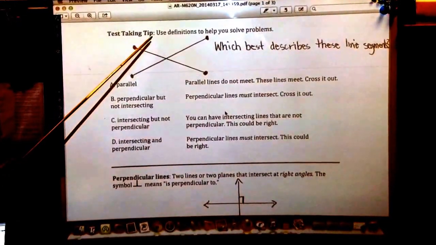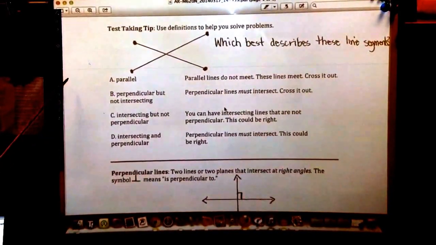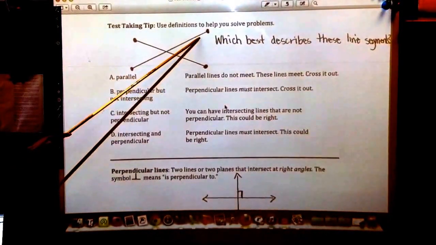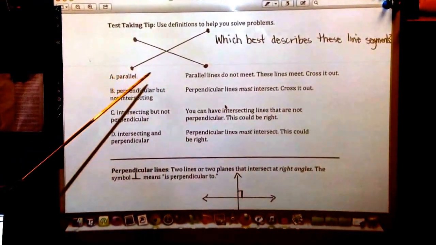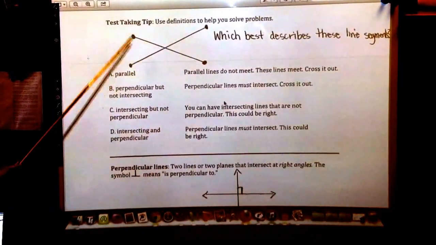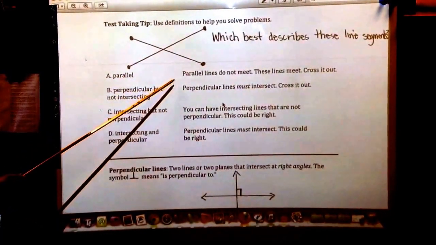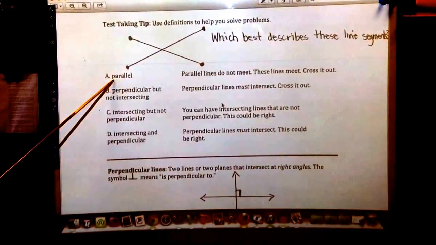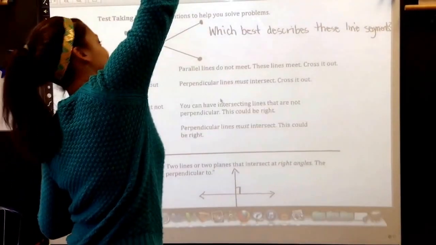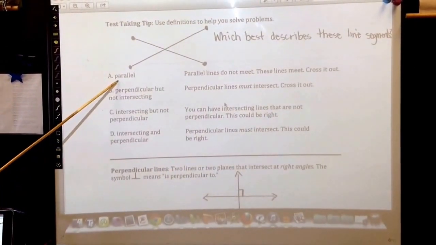Test-taking tip. You should use definitions to help you solve problems. So for example, if you saw a figure like this on a test and it said, which best describes these line segments, some test-taking strategies you could use is to look at each option and then tell yourself what those words mean. So for example, parallel.